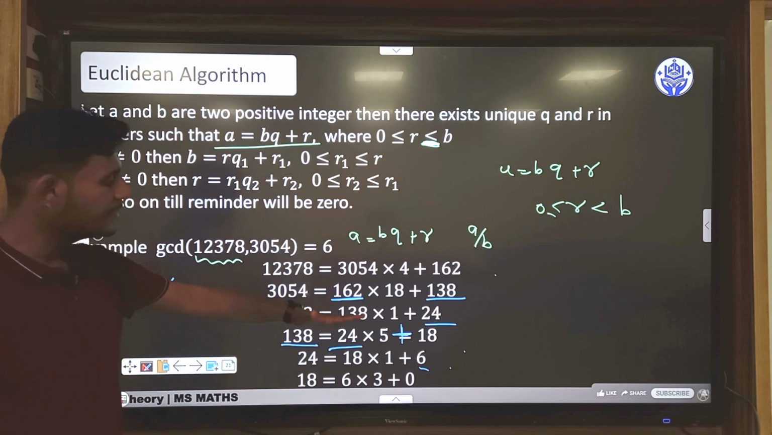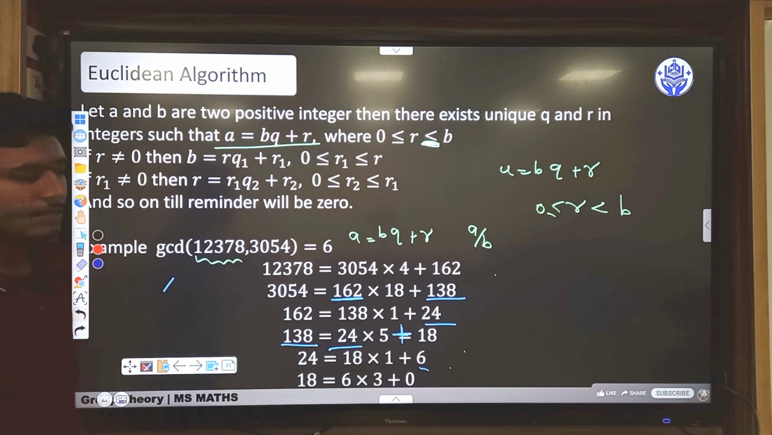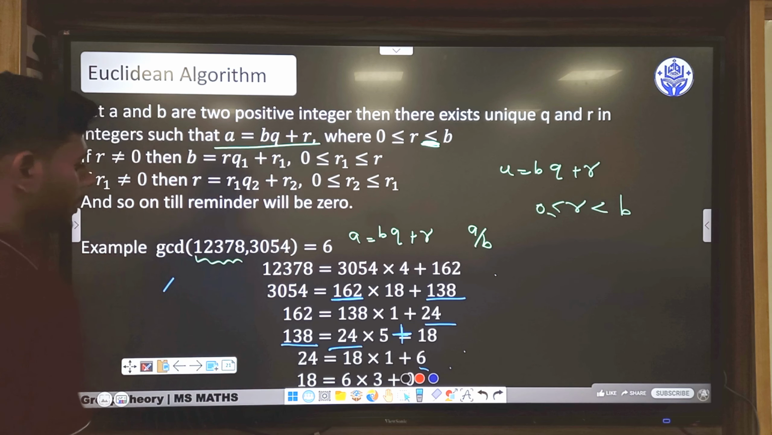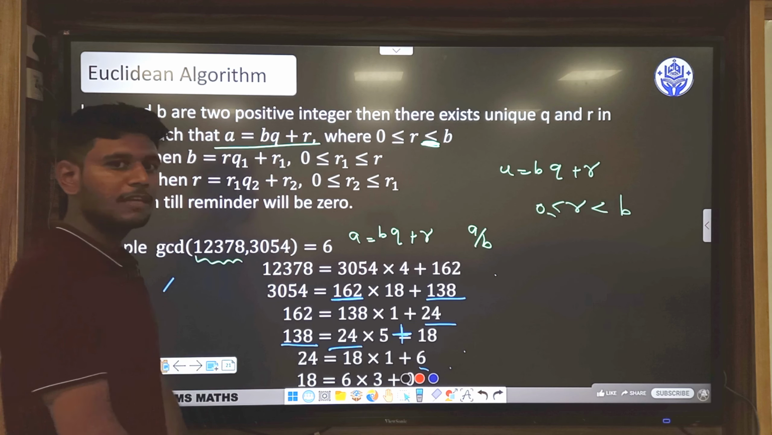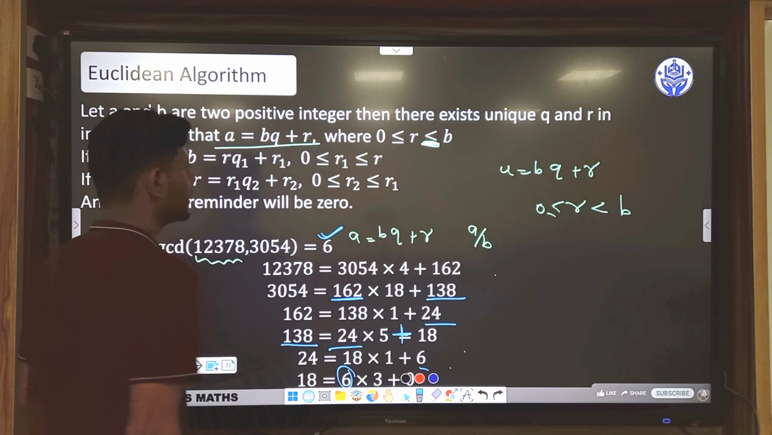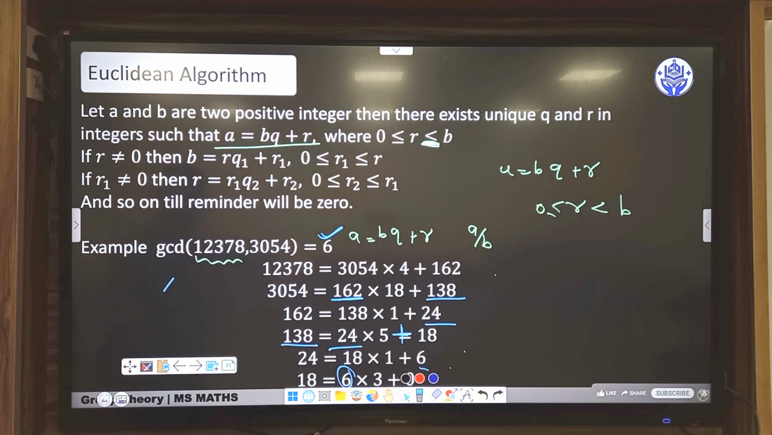You have to proceed until you get 0. When you get 0, your last divisor, which is 6, will be your GCD. This is nothing but the Euclidean lemma. You can easily find it out this way.